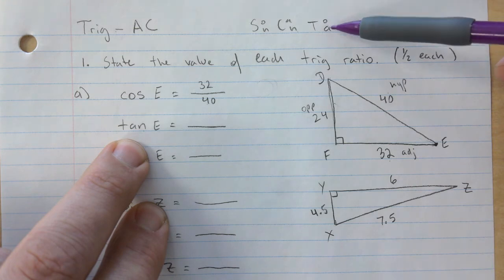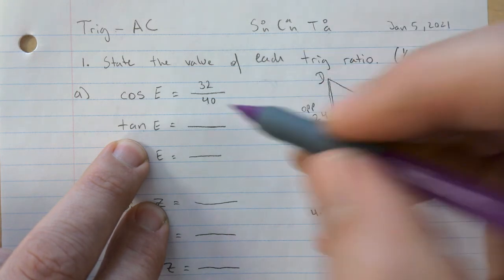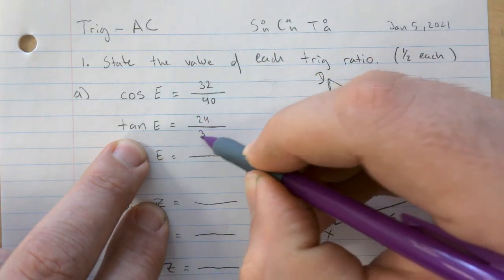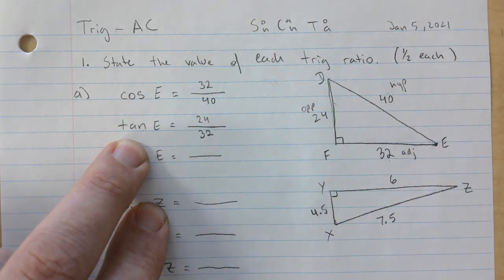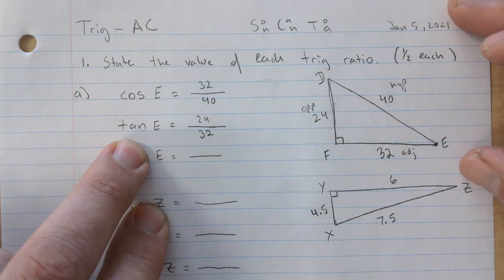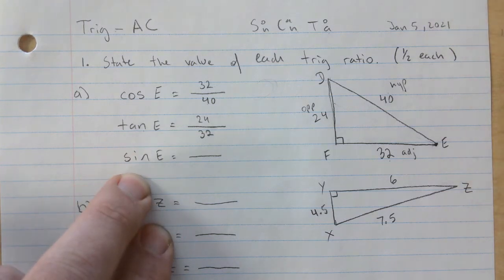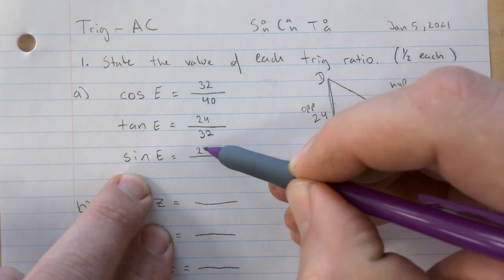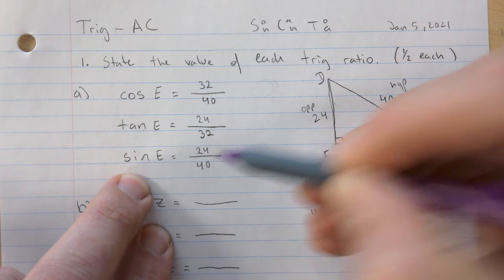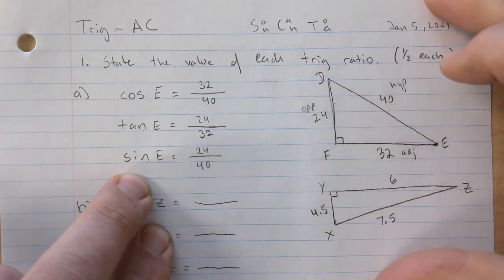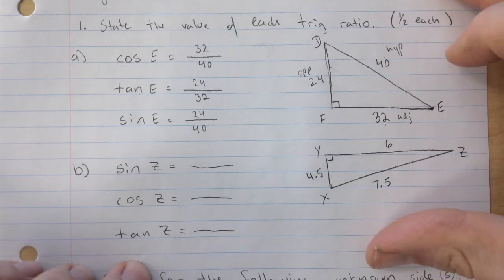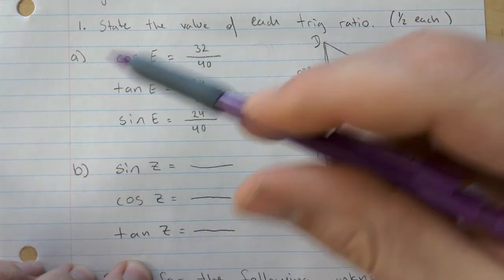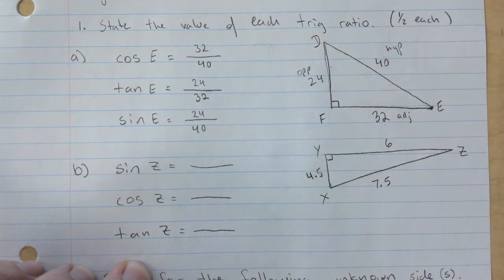Tan calls for O and A, so it'd be 24 over 32 in that order. If you didn't do them in the right order, it's wrong. If it's 32 over 24, it's wrong, okay? Sine of E, that would be opposite over hypotenuse, so it'd be 24 over 40. So half a mark each so far. Let's keep going. It'll be a total of 3 marks for question 1, right? Because half of 6 is 3.